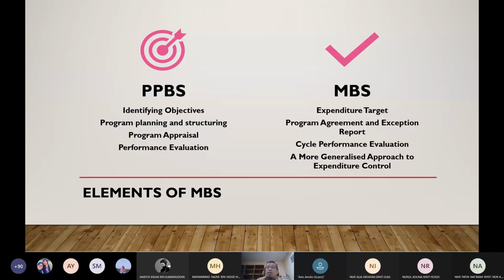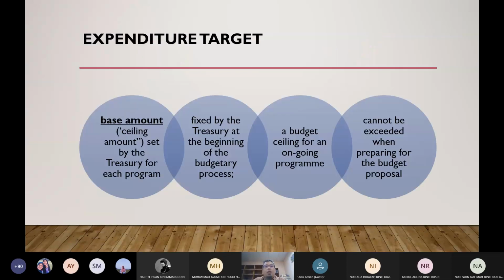And then a more generalized approach to expenditure control. So these are basically contrary to line item budgeting. In line item budgeting, the control is at the line item, whereas under MBS it's more flexible, so more virements can be undertaken. That flexibility is provided.